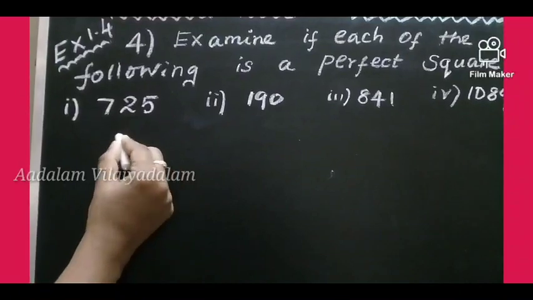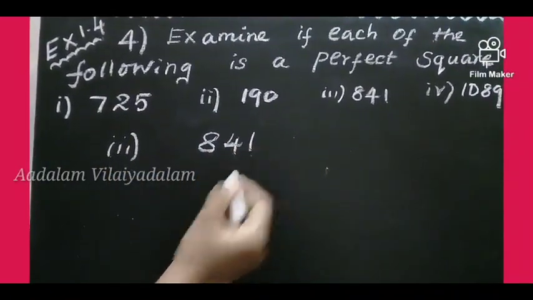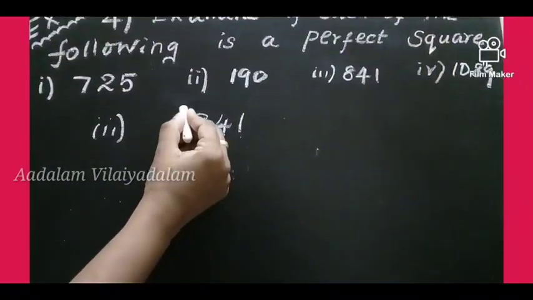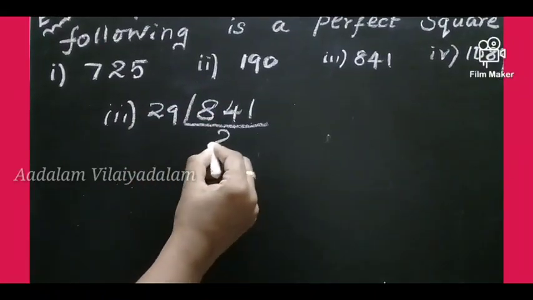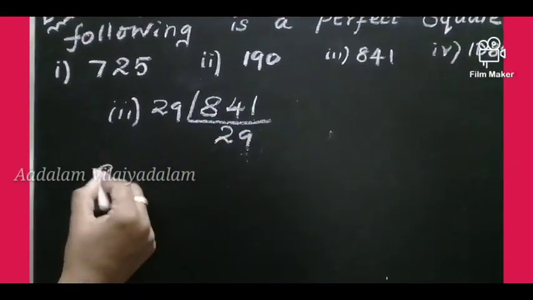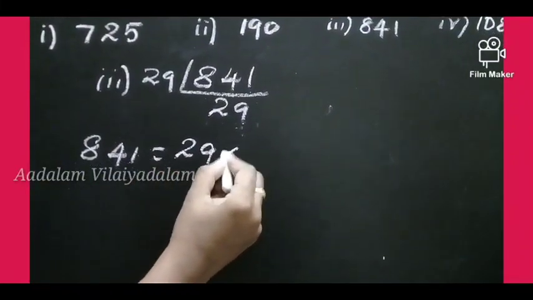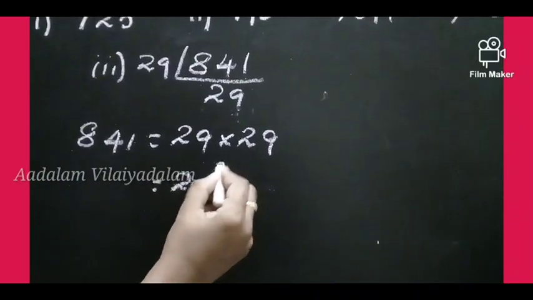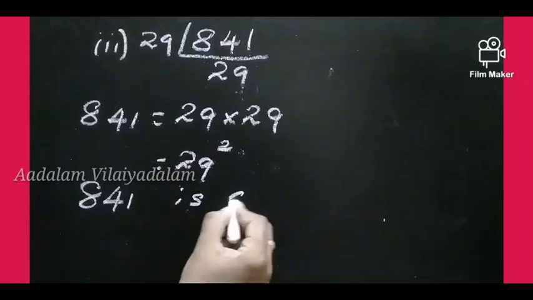Third question, 841. Here the last digit is an odd number, so only odd factors are possible. Here for 841 we know that 29 twenty-nines are 841. Therefore 841 equals 29 into 29. So 29 power 2. Therefore 841 is a perfect square.